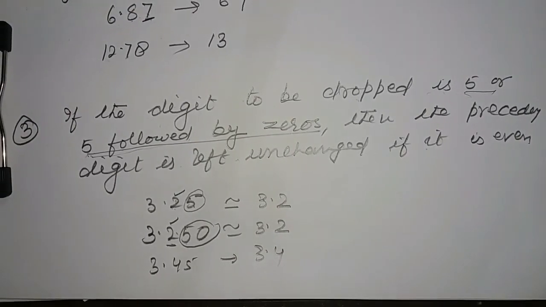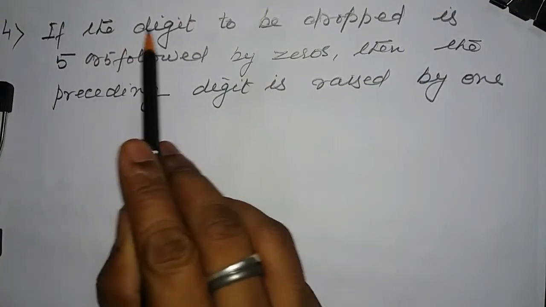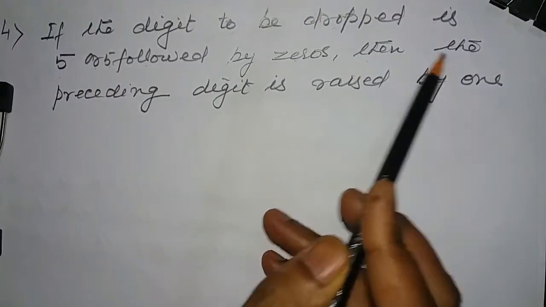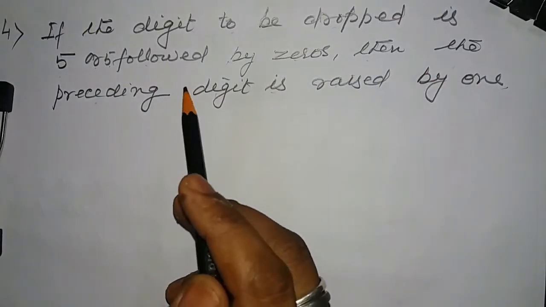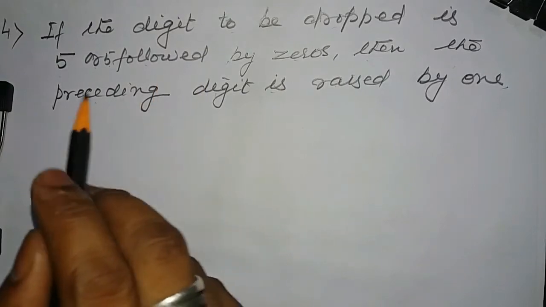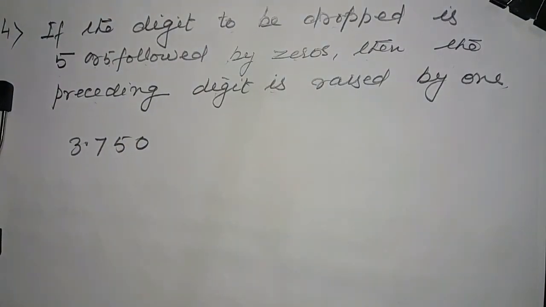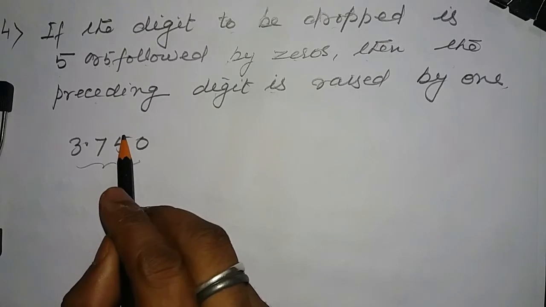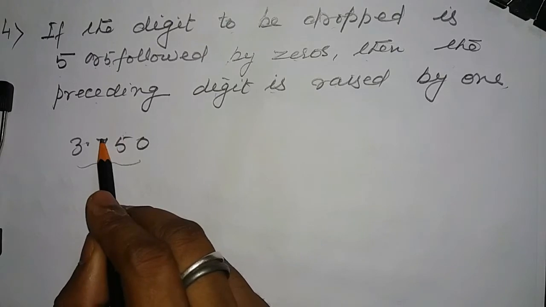Clear? Next. The next rule is, if the digit to be dropped is 5 or 5 followed by zeros, then the preceding digit is raised by 1. Take one example, if it is 3.750, and I have to write this in two significant figures, then I have to drop 5. 5 is followed by 0 and the preceding digit is 7, which is odd.